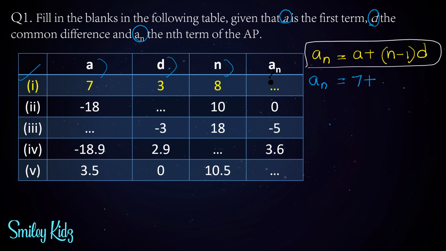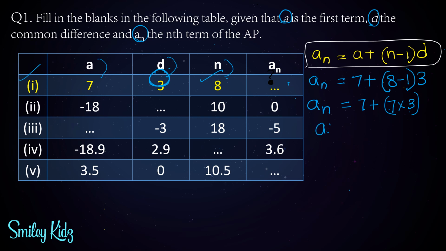7 plus what is N? N is equal to 8. So 8 minus 1. And what is the common difference? That is small d. Small d is 3. So 8 minus 1 into 3. Now what is the value of AN? AN is equal to 7 plus what is 8 minus 1? 8 minus 1 is 7. 7 plus 7 into 3. Right. In the next step, we're going to simplify it further.